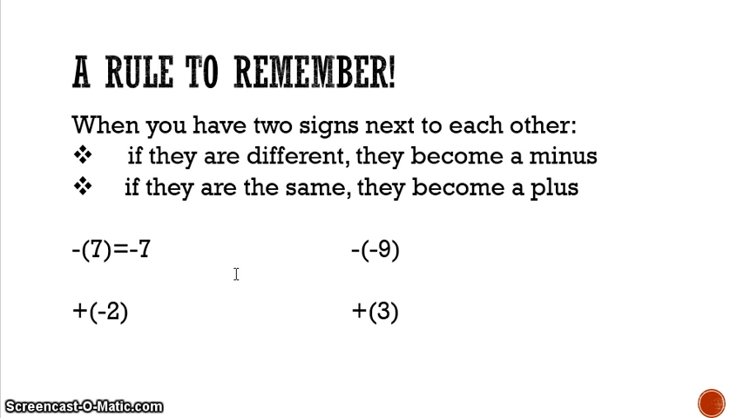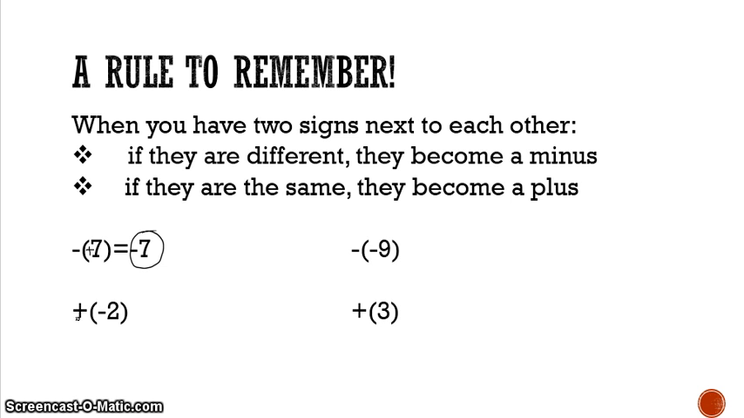Now, here's another rule to remember. Pretty easy also. When you have two signs right next to each other, if those signs are different, they become a minus. If those signs are the same, they become a plus. So right here, I have a negative on the outside of the parentheses, and the 7 doesn't have a sign in front of it, so we can pretend that there is a little plus there because it's positive. So I have a minus and a plus next to each other. They are different signs, so they will become a what? A minus. And I already have the answer written here. So negative 7.